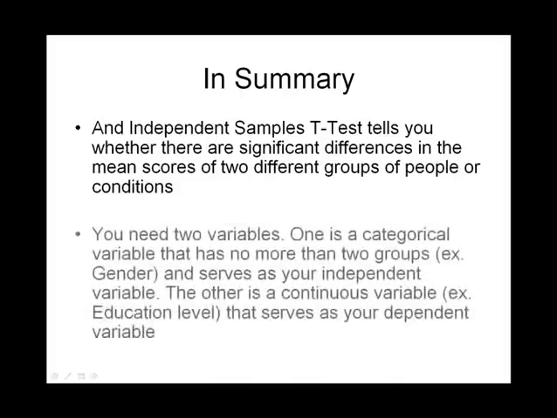You need two variables to run a t-test. One is a categorical variable that has no more than two groups and serves as your independent variable. The other is a continuous variable that serves as your dependent variable.